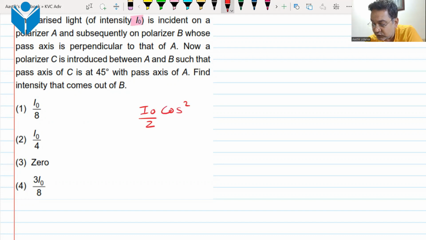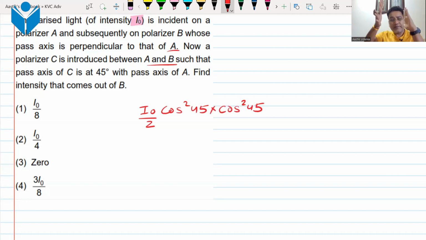So it becomes cos square 45. Then this goes through polarizer C, which is inclined at an angle of 45 degrees. Then it goes through B, which is again inclined at an angle of 45 degrees, because A and B are perpendicular. Then I have in between one at an angle of 45. So angle between this and this is 45. Angle between this and this is 45.